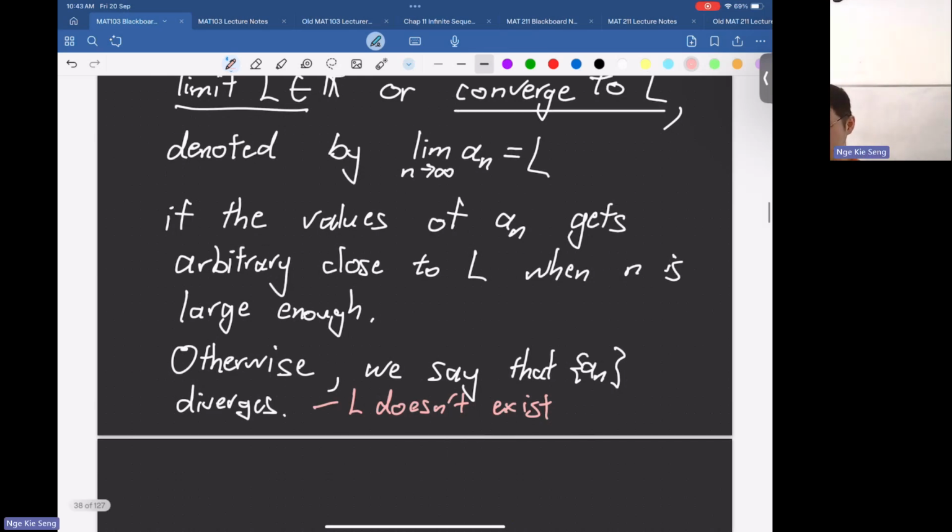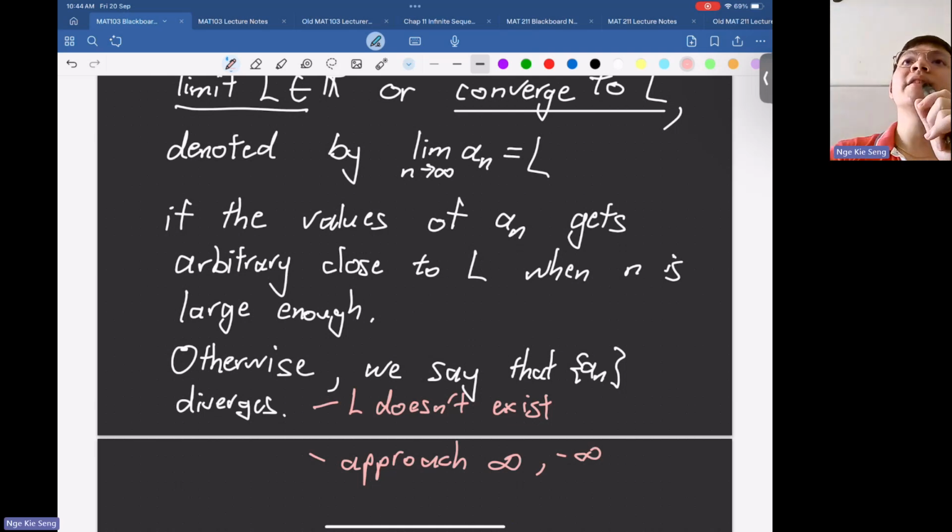The other case is the sequence could approach infinity or negative infinity. Because we don't include infinity and negative infinity as real numbers, it may get very close to infinity, arbitrarily close. But the problem is infinity is not a real number. Okay, so yeah, sorry.